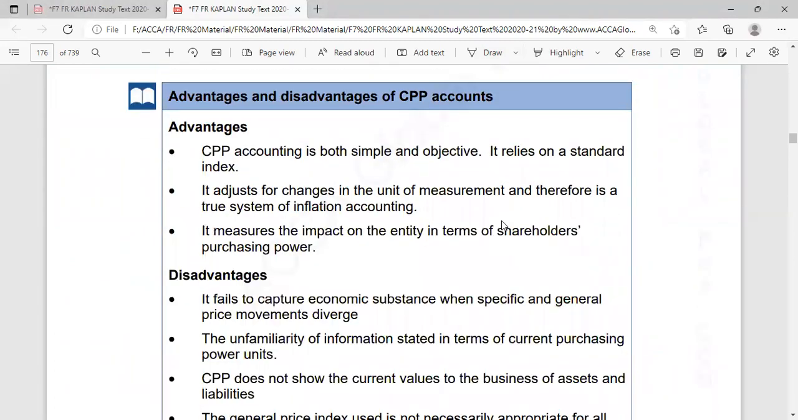Coming to the advantages and disadvantages of CPP accounting, it is both simple and objective. It relies on the standard index. It adjusts for changes in unit of measurement, and therefore it is a true system of inflation accounting. So simply said, in CPP accounting, inflation is considered, which means the change in value of money and the change in purchasing power are considered. It measures the impact on the entity in terms of shareholders' purchasing power.